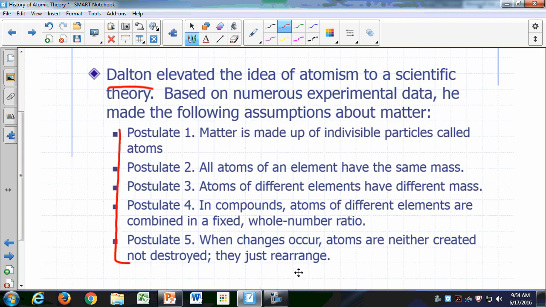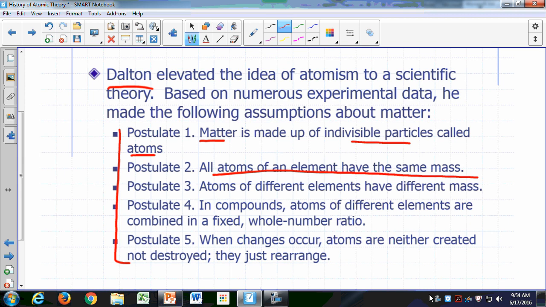Okay, so that's what a theory is. A theory is basically a collection of ideas upon which you base your explanations for a whole variety of stuff. Okay, so postulate number one, according to Dalton, matter is made up of indivisible particles called atoms. Postulate number two, all atoms of the same element have the same mass.